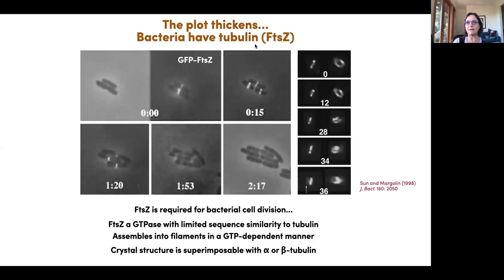It was recognized, for example, that bacteria express this protein called FtsZ, which is a major player in bacterial cell division. And it was found to be a GTPase. It had very non-obvious sequence similarity to tubulin, but it turns out that it is almost certainly an ancestral relative of tubulin, because like tubulin, it assembles into filaments in a GTP-dependent manner, and it has essentially the same structure as alpha or beta tubulin, even though that was not apparent from the sequence.